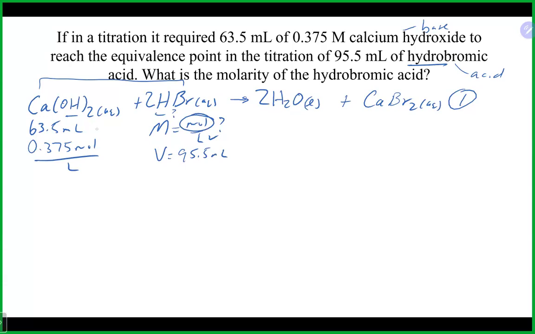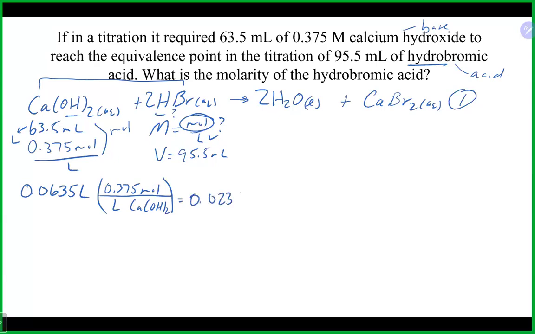And again, very common here, it is not a limiting reagent problem. Once again, we can only get the moles of one thing. So we will get the moles of the calcium hydroxide. Converting our volume into liters gives 0.0635 liters. We multiply it by the molarity of our base, moles per liter of calcium hydroxide. 0.0635 times 0.375 looks like 0.02381 moles of calcium hydroxide.